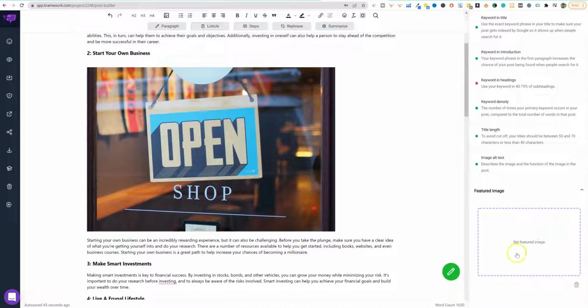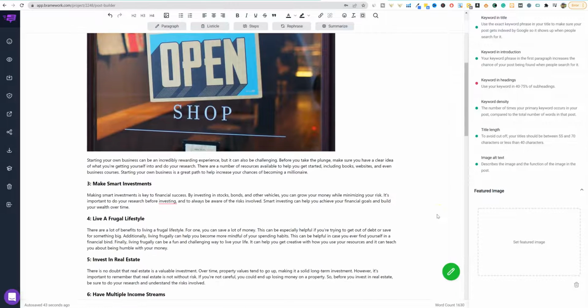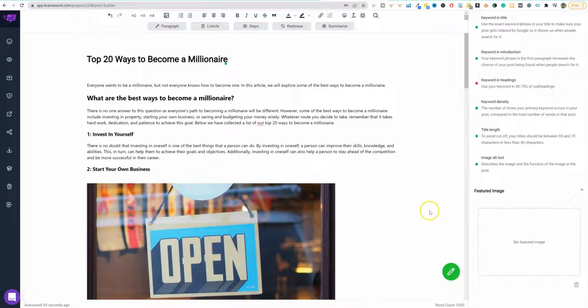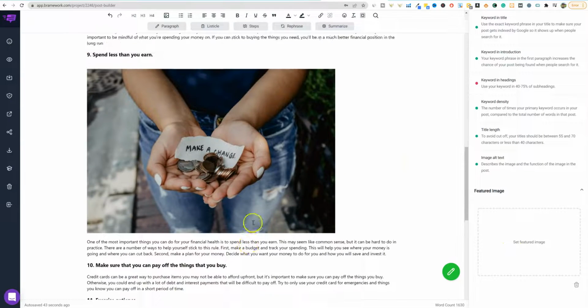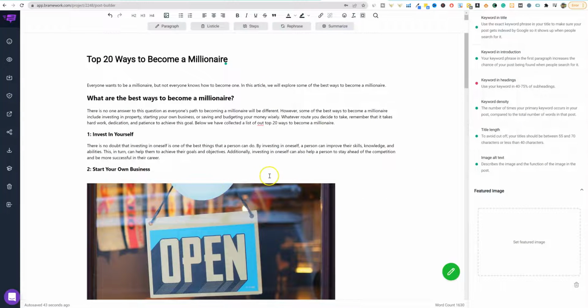You can add your featured image. Only add the featured image if you are actually using the publisher inside of here. But like I said, when I figure out when that actually starts working and I successfully do a test, then I will do an update video for you guys so I can show you how to publish from inside Bramework. So you don't need the featured image. You'll just do that in WordPress. But all these other images will carry over with their alt tags and everything intact, which is great. You can even do your links in here as well.